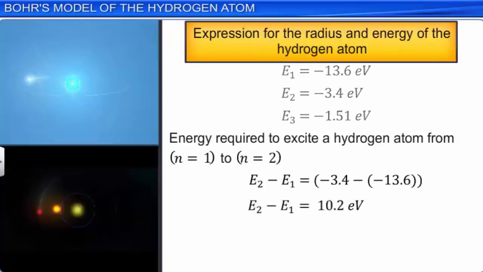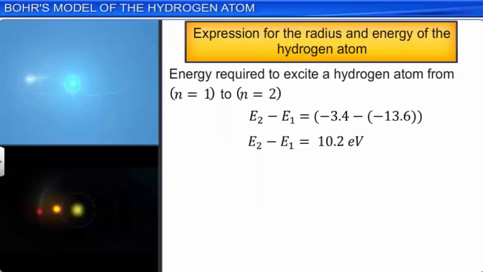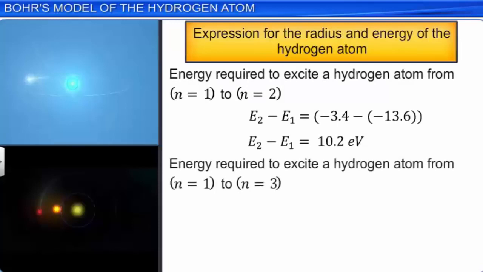Similarly, to excite a hydrogen atom from the ground state, where n is equal to 1, to its second excited state, where n is equal to 3, the energy required is E3 minus E1. This is equal to minus 1.51 minus minus 13.6, which is equal to 12.09 electron volts.